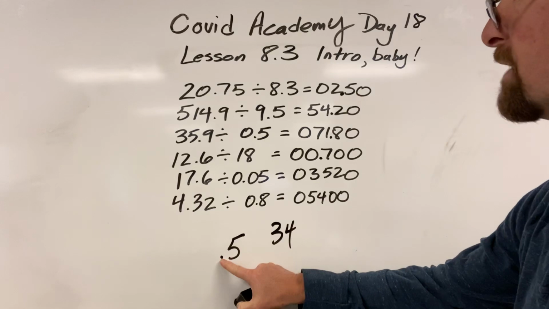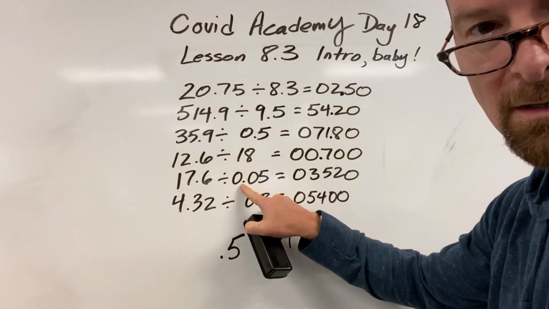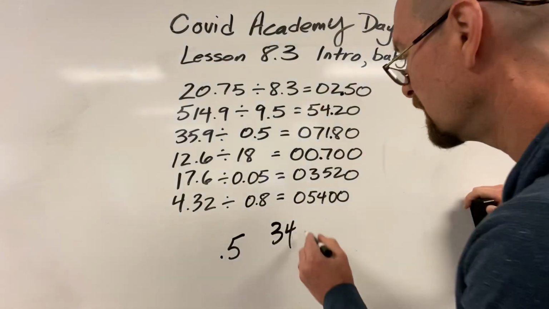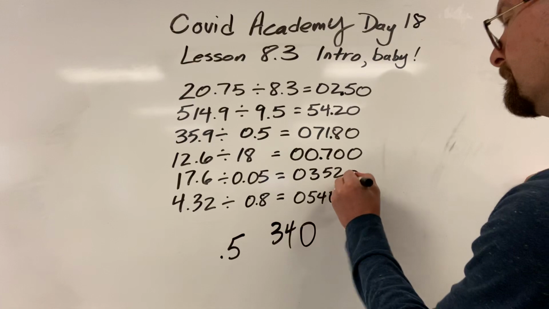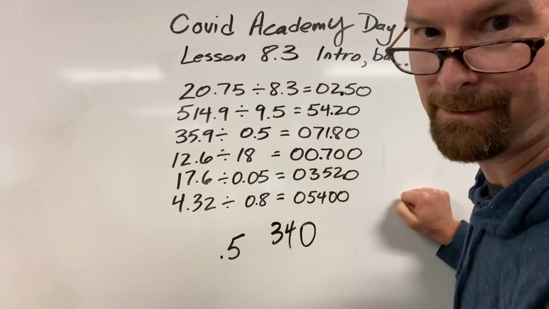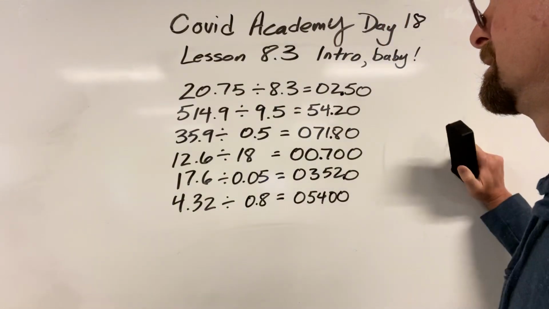But it wasn't 0.5, it was 0.05. It was 10 times smaller. So if we're dividing by something 10 times smaller, then the answer we get is 10 times bigger, so 340. Okay, if you didn't get that one right, cry me a river, all right? Come on. All right, the last one.